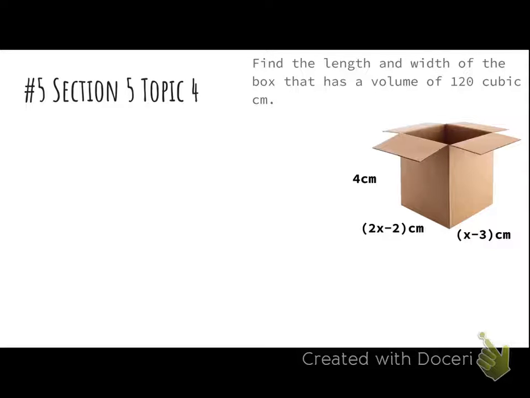In this problem, we're asked to find the length and the width given the height, for a box that has a volume of 120 cubic centimeters. So we know that the volume of a rectangular prism is length times width times height. So we're going to sub in the values that we have.